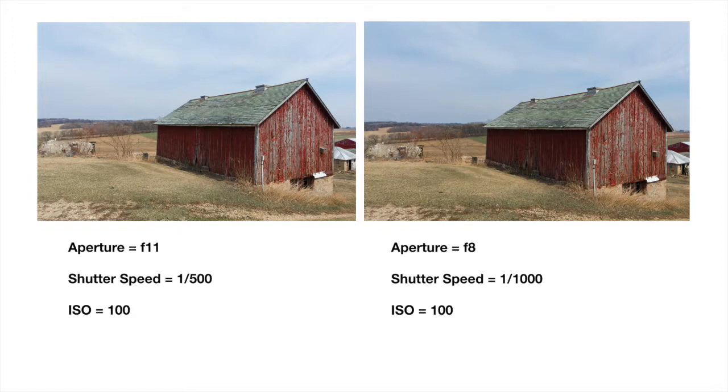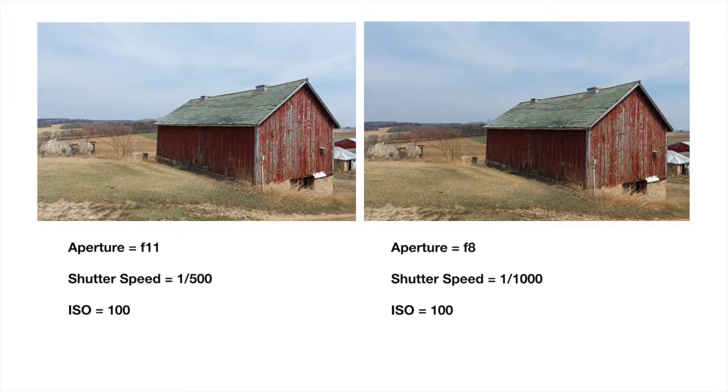So in order to keep our image the same, we had to decrease the amount of time that light hit the sensor. We did that by changing our shutter speed. We went from 1/500th of a second to 1/1000th of a second. So effectively what we did is we let in twice as much light, but only let it hit the sensor for half the amount of time.